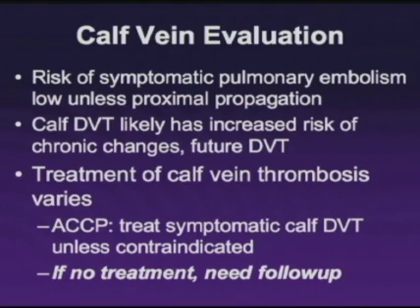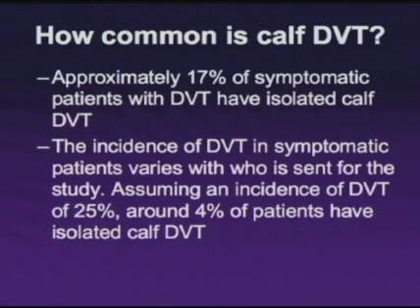If patients are not treated for symptomatic calf vein thrombosis and it's identified, a follow-up ultrasound must be performed to make sure that this patient is not one of the 20% of patients who will have disease which propagates. As I said before, about 17% of patients who are symptomatic will have isolated calf vein thrombosis. If you consider that about 20 to 25% of patients who are sent to the lab have deep venous thrombosis, about 4% of the patients who are symptomatic who come to the lab will have isolated calf vein thrombus.